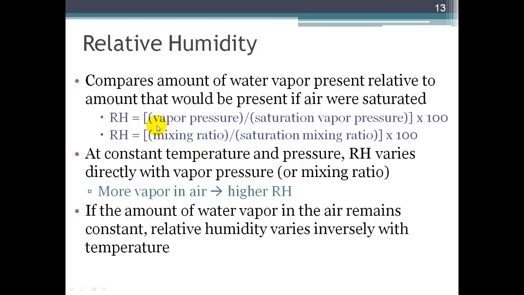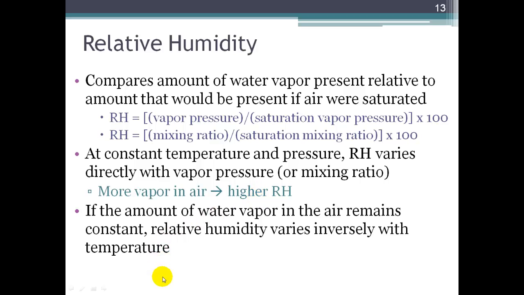So here we have relative humidity equals the vapor pressure divided by the saturation vapor pressure, and then to turn it into a percentage, multiply it by 100. Same thing for mixing ratio. If you were able to hold temperature and pressure constant, then relative humidity would just vary directly with vapor pressure or mixing ratio. In other words, the more vapor that's in the air, the higher the relative humidity would be.